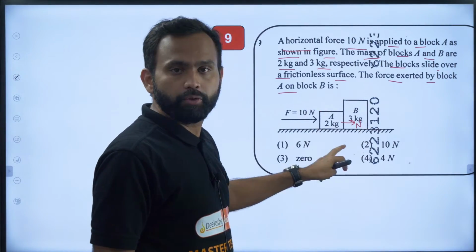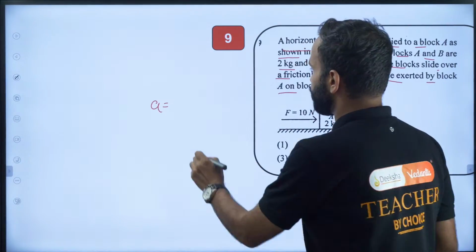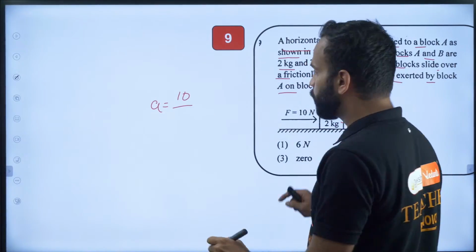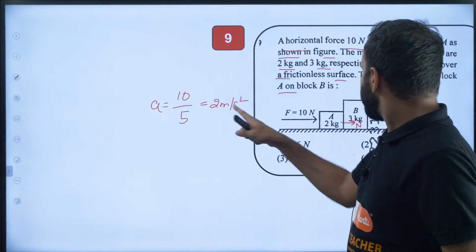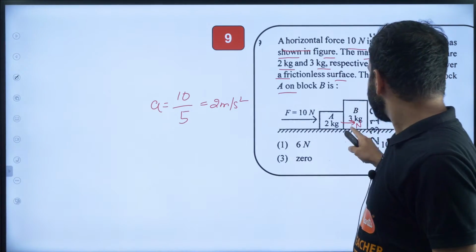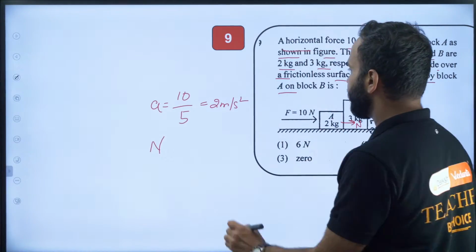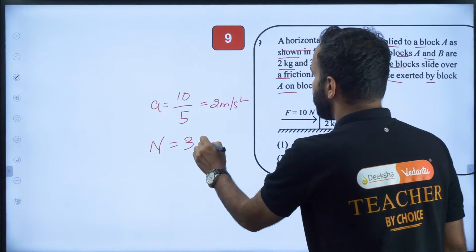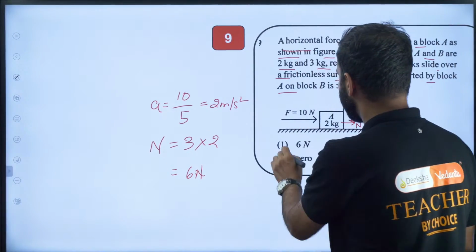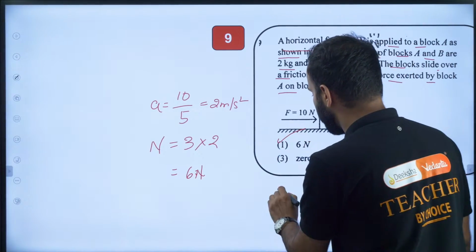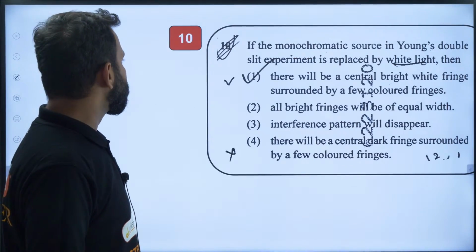So let us find the acceleration of the whole system. A equal to applied force F, that is 10 Newton, divided by mass of the whole system 5, which is equal to 2 meter per second square. So acceleration of the block B is also 2 meter per second square, right? So now force on block B due to A is equal to mass of the block B, that is 3, into acceleration of the block B, that is 2, which is equal to 6 Newton. So the correct option is A or 1. 6 Newton.